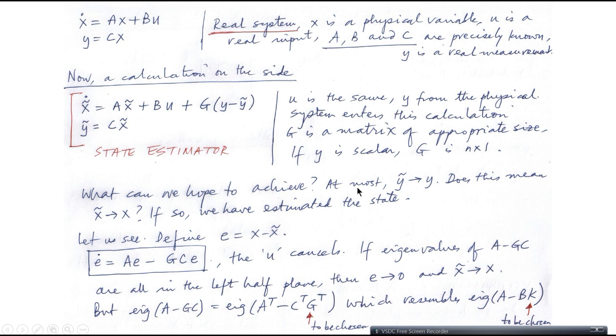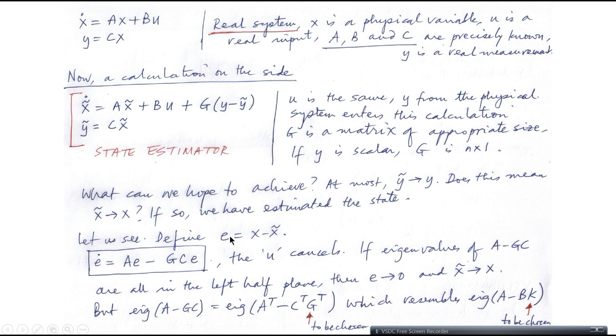What can we hope to achieve? At most we can achieve that y tilde will go to y. The question is, does that mean x tilde goes to x? Remember, one number becoming equal to another number does not necessarily mean one vector equals another vector. There are more things over here to match. But if x tilde goes to x whenever y tilde goes to y, then we have estimated the state. Let us see if we will succeed.